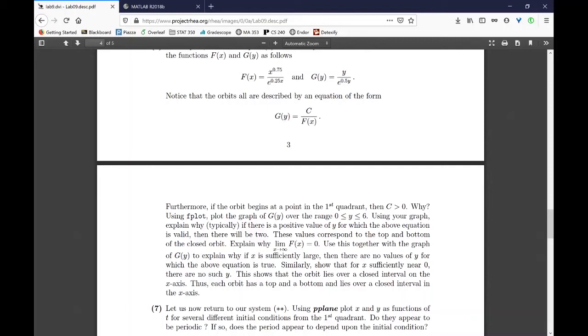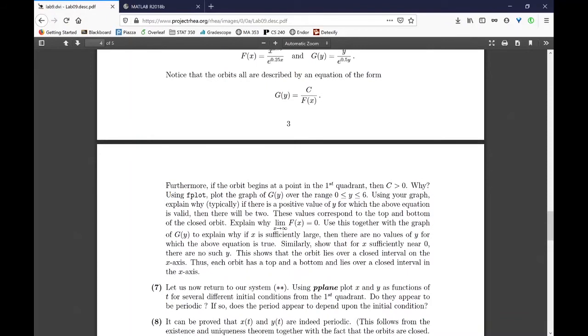So this means that if we have some really, really large x, then g of y will be undefined, and there will be no value for y. And similarly, if x is approaching 0, we see here that this on top will turn the entirety of f of x to 0, and we get a similar situation, right? As f of x approaches 0, g of y grows without bound and eventually goes undefined. So this means that if x is sufficiently large, then there are no values of y for which the above equation is true, and it's the same as x approaches 0 as well.